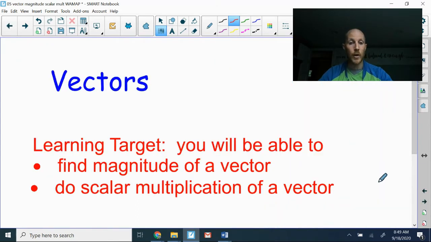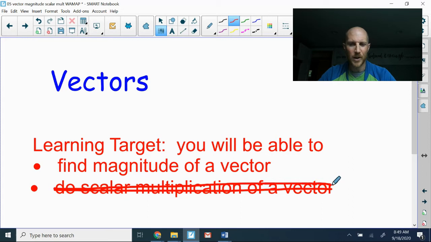Let's see what's next. So today we're going to look at vectors. We have 2 learning targets. I'm going to postpone this one. Actually, we'll get to this one tomorrow or Monday, I guess. So the learning target for today is you'll be able to find the magnitude of a vector. And we remember, hopefully, from yesterday, from the definition of what a vector is: a vector is a quantity that can be described with both direction and magnitude. And so we know magnitude means the size, the length of the arrow that is drawn.